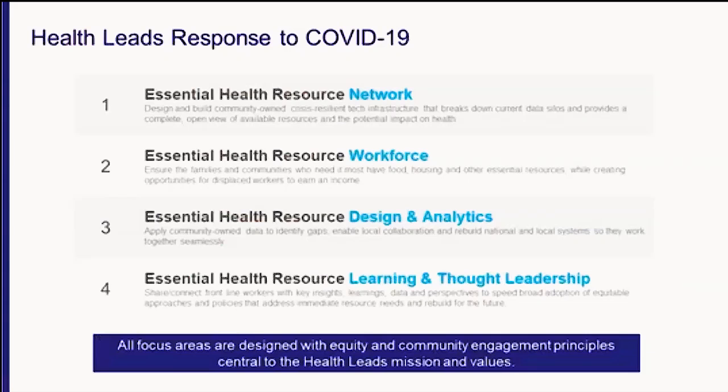Our Health Leads COVID work is really focused on four core areas. The first is building community-owned crisis-resilient tech infrastructure. The second is connecting people to essential resources using displaced workers who need an income. The third is creating community-owned data to identify gaps, enable local collaboration, and rebuild national and local systems. And the fourth is sharing learnings and connecting folks so that they can learn from one another, which is why we're all here today.